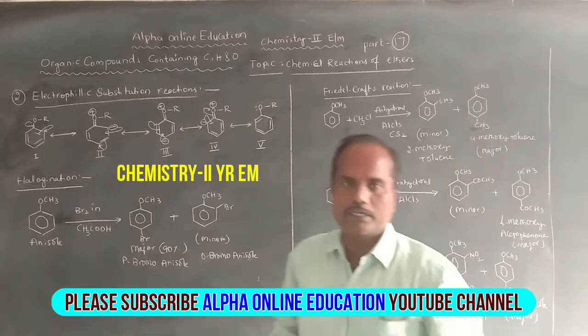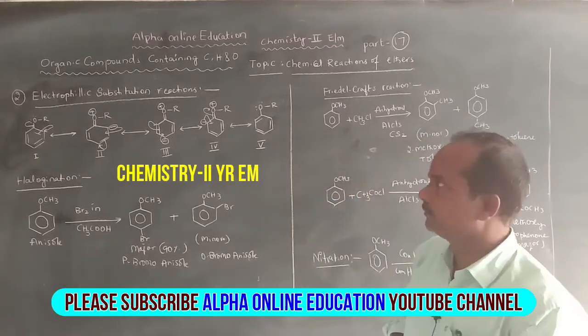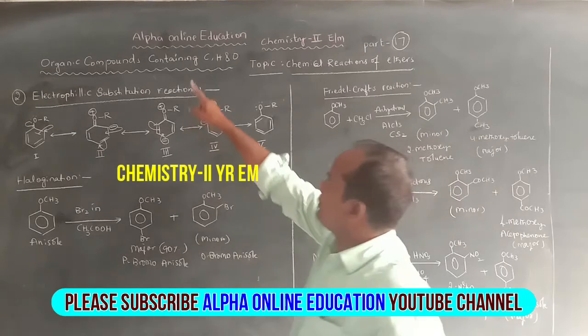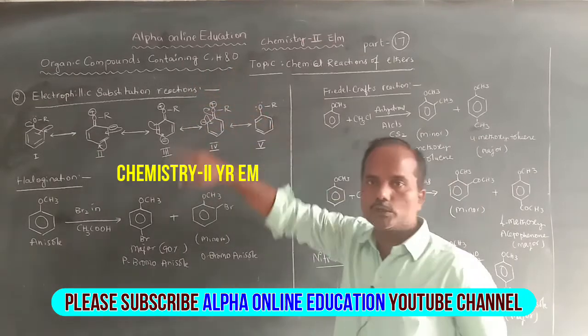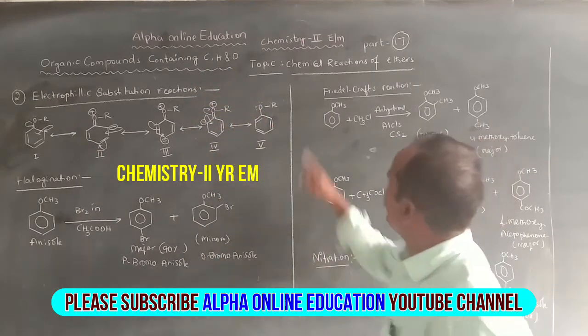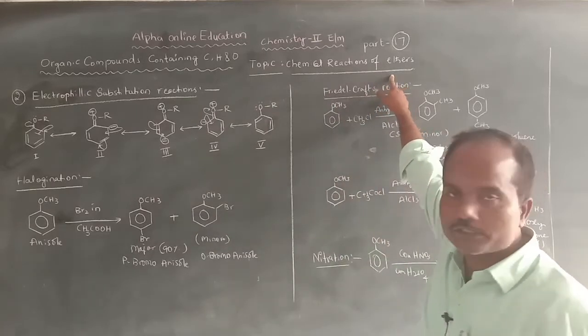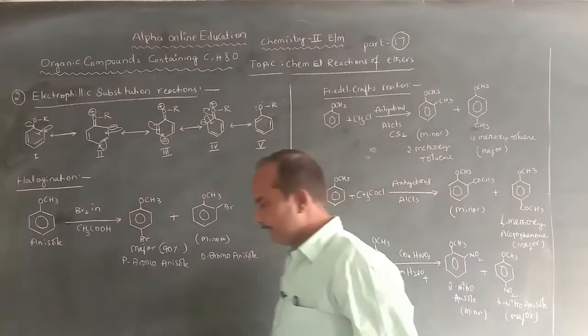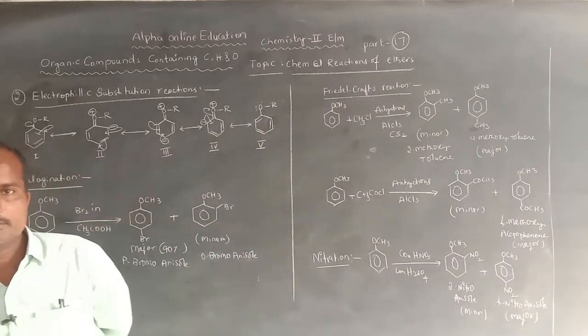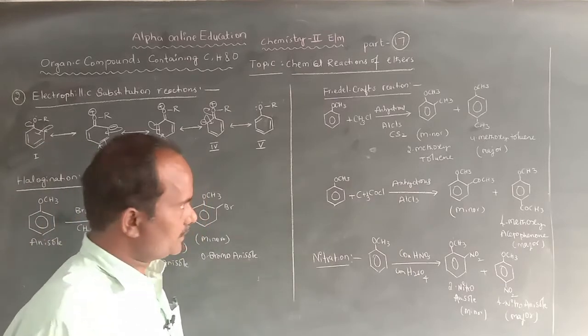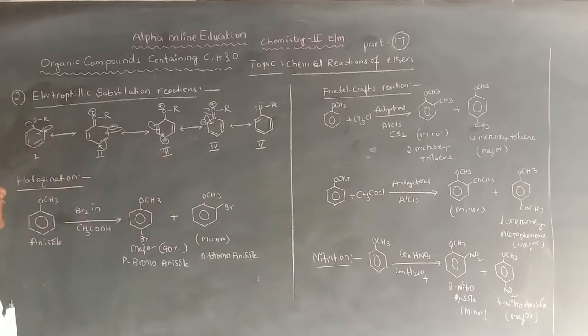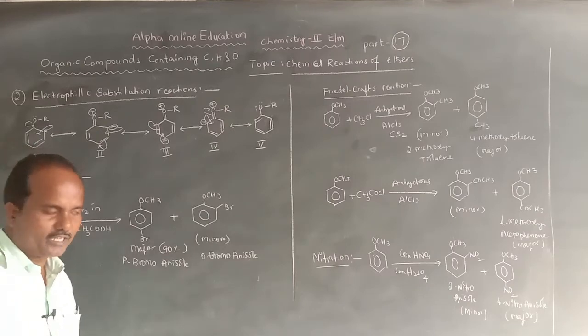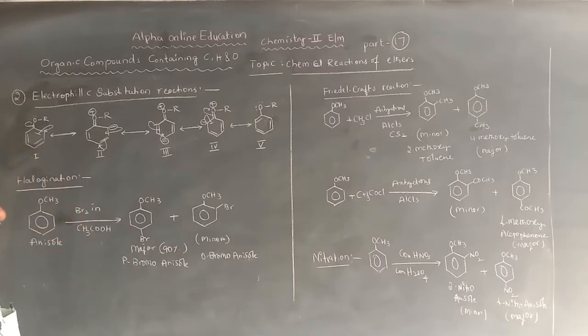So good morning, chemistry second year, English medium. The unit is organic compounds containing carbon, hydrogen and oxygen. The topic is chemical reactions of ethers. We have already started the chemical reactions of ethers. So let's see the chemical reactions of aromatic ethers. How do aromatic ethers get involved in chemical reactions?